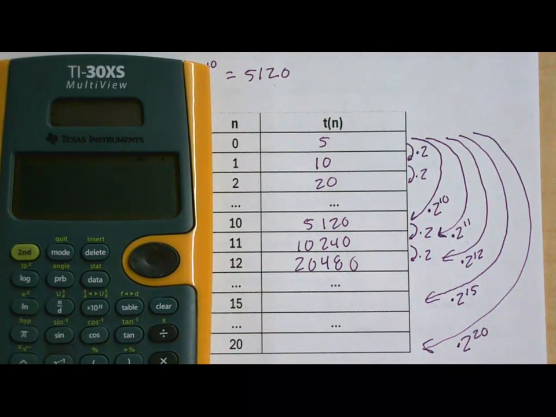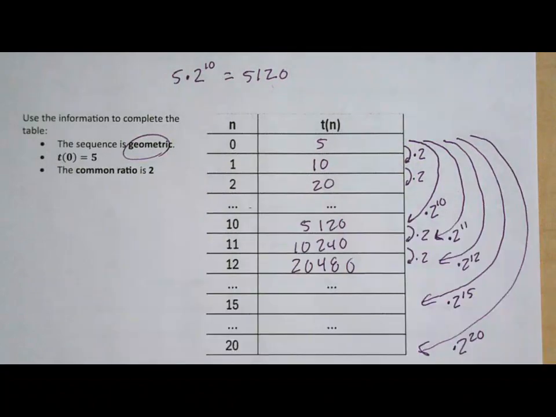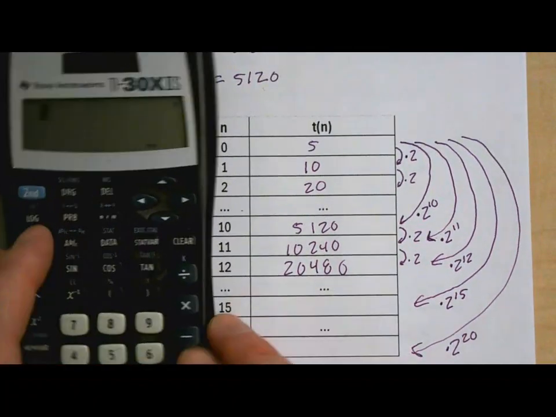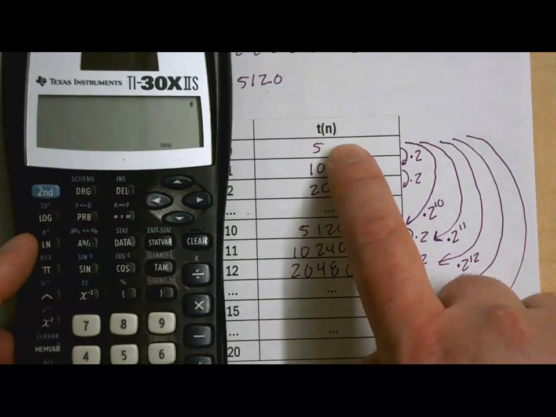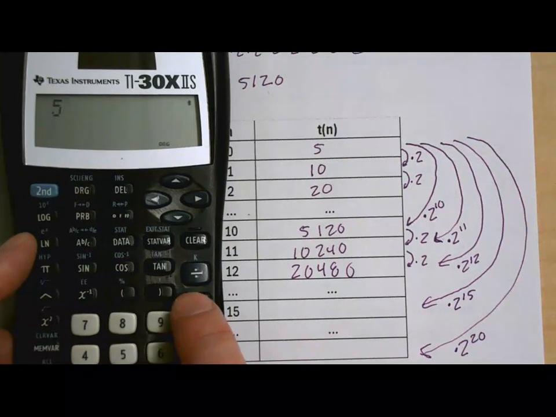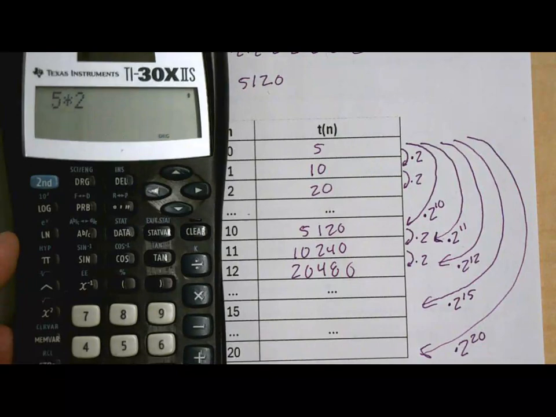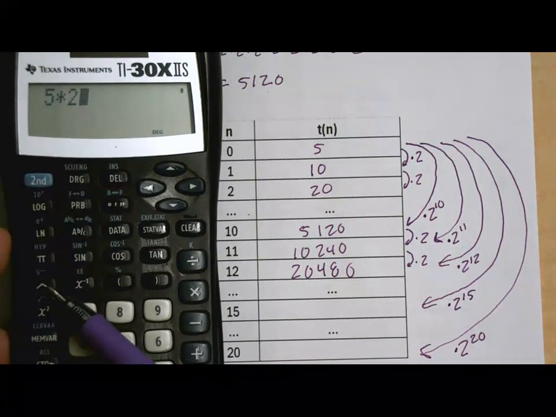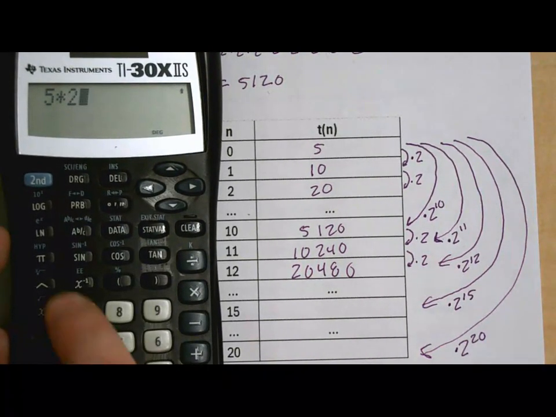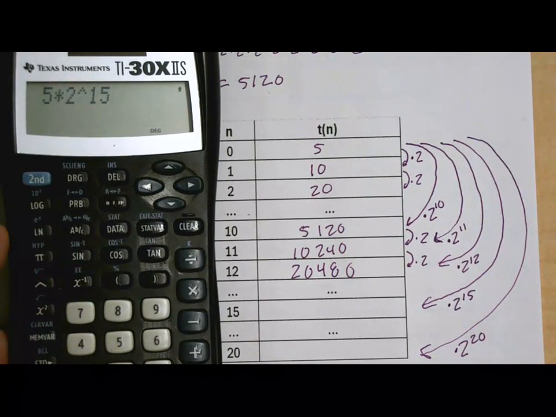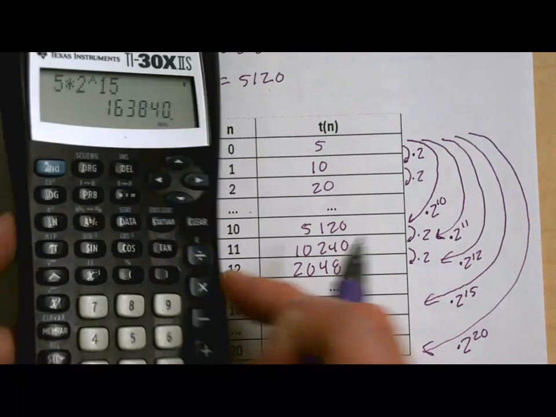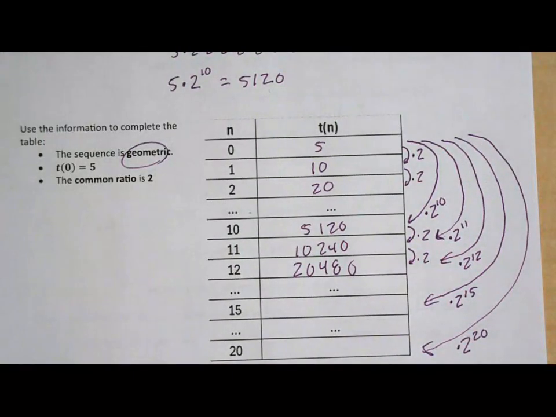A couple of you have this style of calculator. This is the other kind of common one. I'll show you how we type this in here. So I'm going to do the 15th. So I'm going to start with 5. We always start with our 0th term. Times 2. And then same button. I'm looking for this little upside down V. So I need 15th power. And that's it right there. So I'm going to clear it out. I want you to type it in yourself. Make sure you're getting that same number.